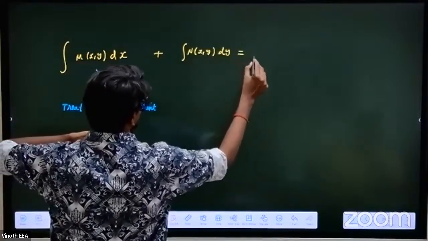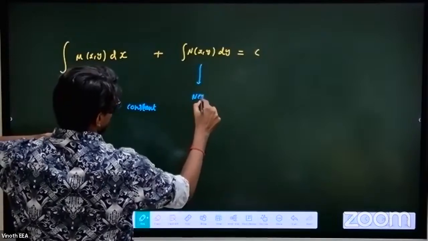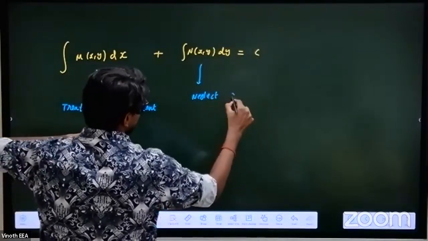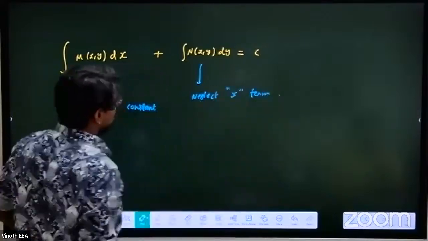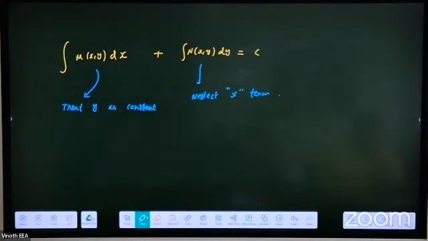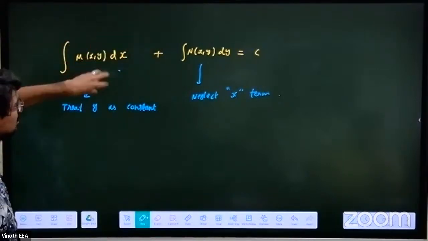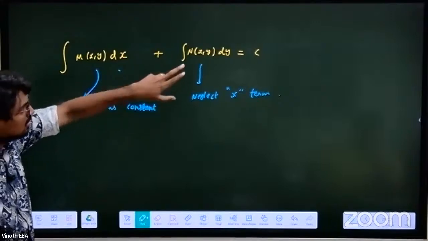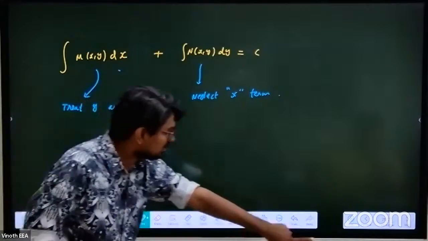What I should do here? Neglect the x term. So if it is in exact differential form, when you integrate dx you should keep y constant, and when you integrate dy you neglect the x terms. Okay, listen.